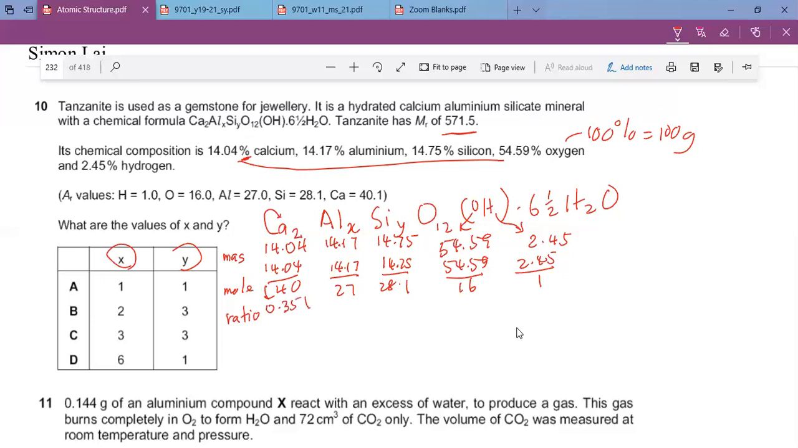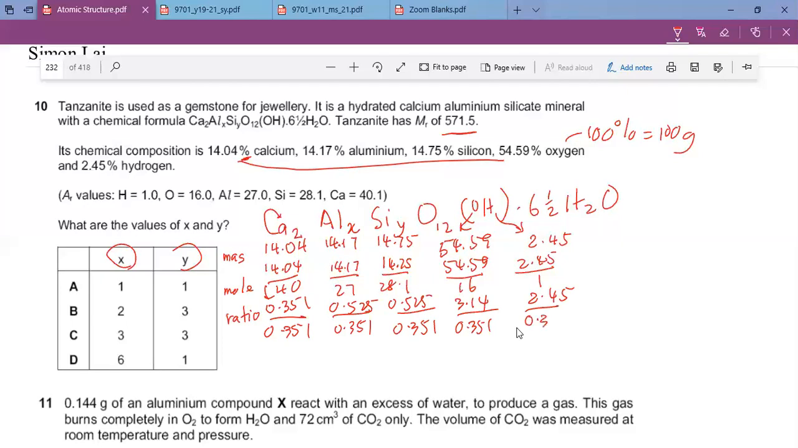0.351. This is 0.525. This is 0.525. This is 3.14. This is 2.45. To make it faster, to find the ratio, take the smallest number and divide all by the smallest number, which is 0.351. 0.351 over 0.351. Don't go and say it's not correct, it's correct. Go and count it yourself.